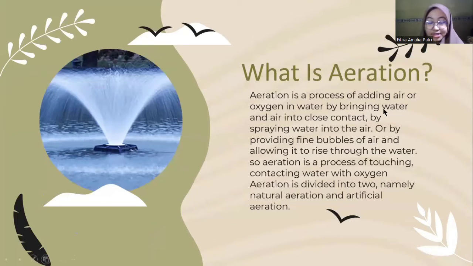What is aeration? Aeration is a process of adding air or oxygen in water by bringing water and air into close contact, by spraying water into the air, or by providing fine bubbles of air and allowing them to rise through the water. So, aeration is a process of contacting water with oxygen. Aeration is divided into two, namely natural aeration and artificial aeration.